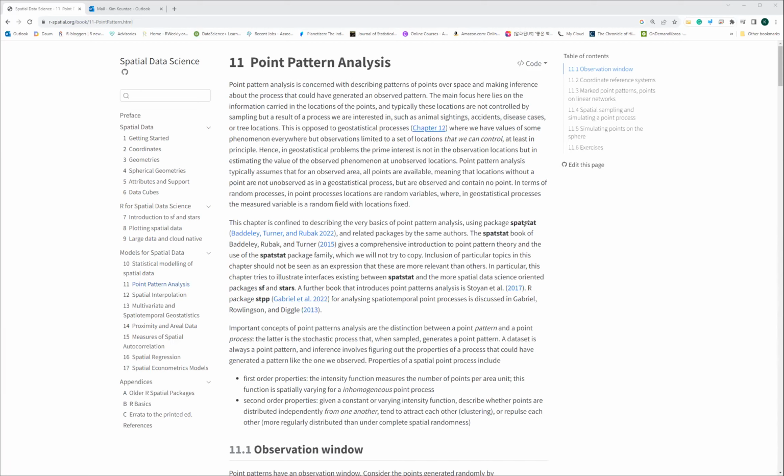In this chapter, they use the spatstat package, because it is one of the very important, critical packages that allows us to explore spatial point pattern analysis. Also, the author mentioned the book by Baddeley, Rubak, and Turner. This one.